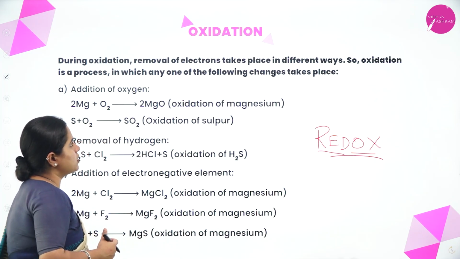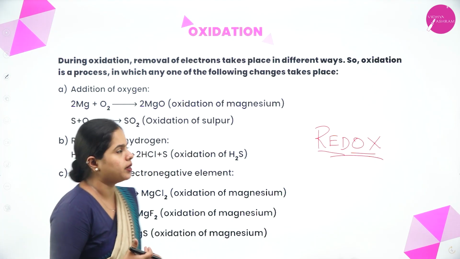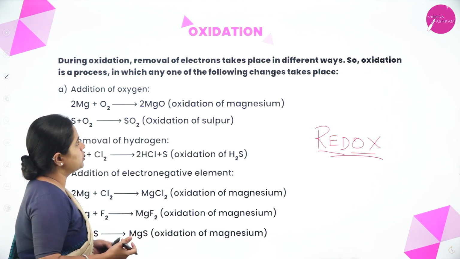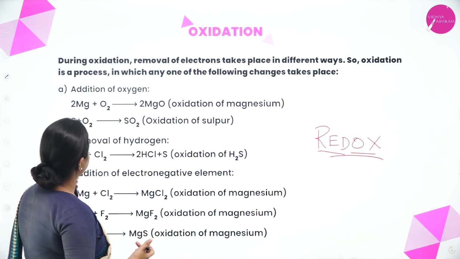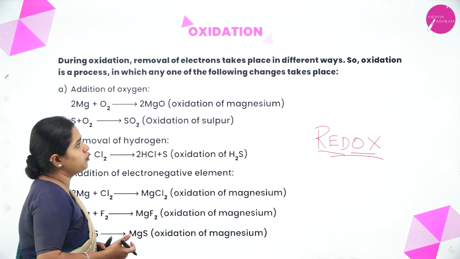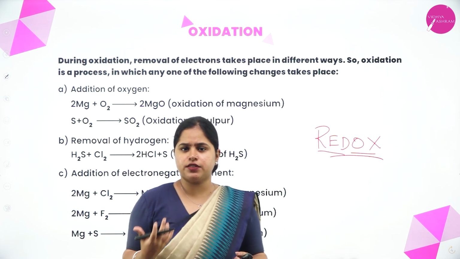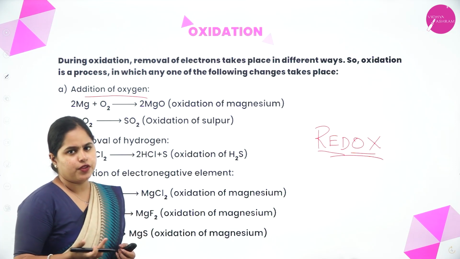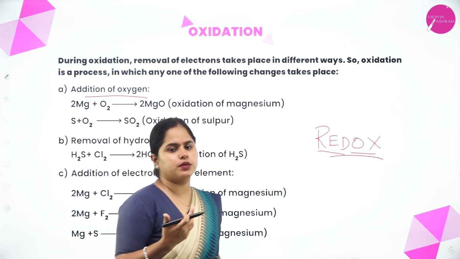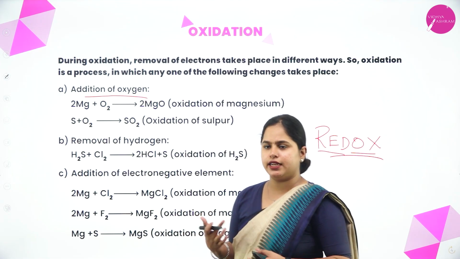So beginning with oxidation. You're already familiar with what are oxidation and reduction reactions, right? Yes. During oxidation, removal of electrons takes place in different ways. Oxidation is a process in which any one of the following changes takes place. We can define oxidation in various ways. Let's see, the first one is addition of oxygen. Of course it means that we are going to add oxygen. So in a way we can say it is the addition of oxygen.